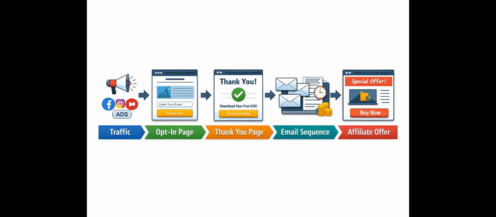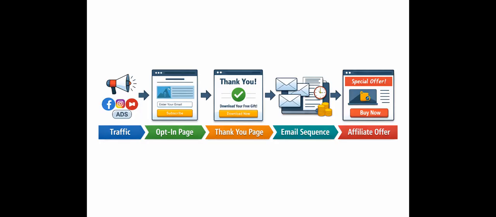So it all starts with traffic. People finding you through Quora, social media, YouTube, whatever source you're using. That traffic goes to an opt-in page where they enter their email in exchange for something free. In my case, that's a PDF guide. Once they've opted in, they land on a thank you page, which is where I introduce myself, show a bit of proof, and warm them up to the offer.